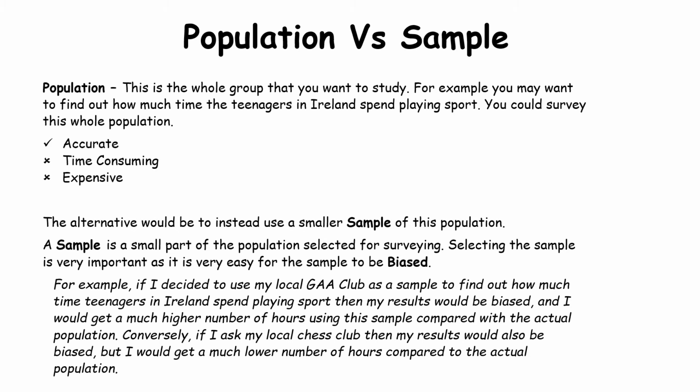So if I was talking about the population of the school, it's everybody in the school. The population of a particular year group, that's everybody in the year group. The population of students who study French, that is every student who studies French. The problem with asking the population something, although it's really, really accurate, it's very time consuming and very, very expensive.